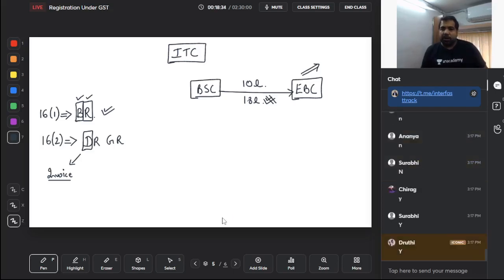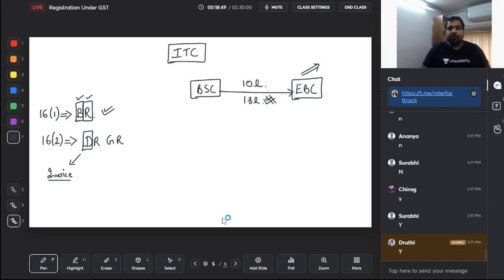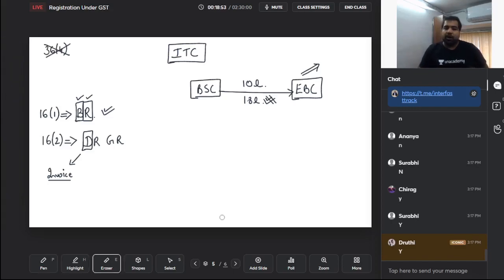Earlier there was a rule that if they don't upload the invoice or don't file their return, then you will get 10%, 5%, etc. But all that has gone away. There was a rule called Rule 36.4. But guys, everyone please note, people who are giving the exam again, please note Rule 36.4 is now no more there for your exam for November 22.